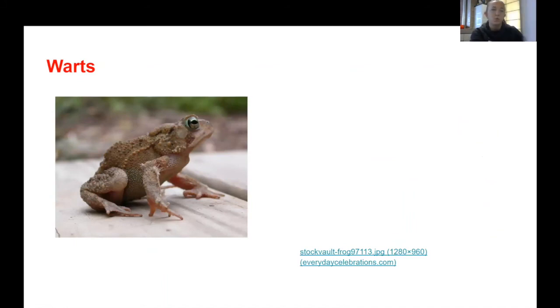So one common misconception about warts is that frogs and toads can transmit them into humans. However, warts can only be transmitted between humans, and it's not possible to get warts from touching frogs or holding frogs.